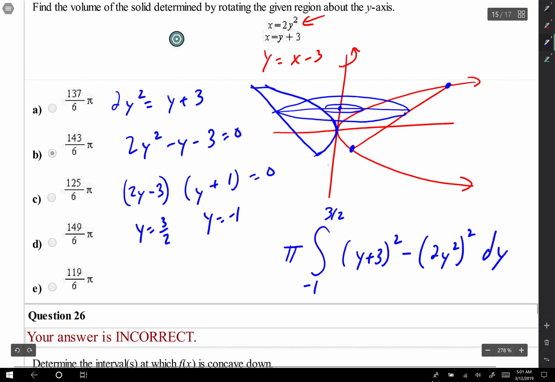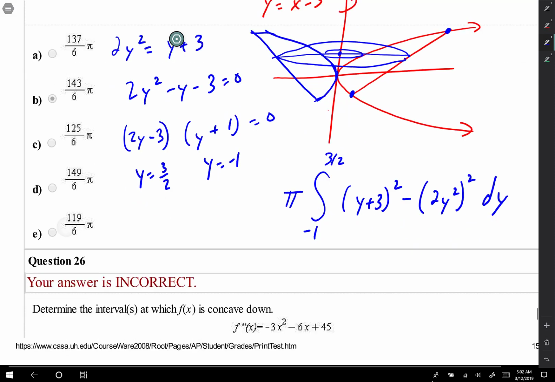Just expand, just do the antiderivative: y plus 3 to the third power divided by 3 minus, and this, go ahead and square this, so that's 4y to the fourth. So that's going to be 4y to the fifth over 5. I think you guys can take it.